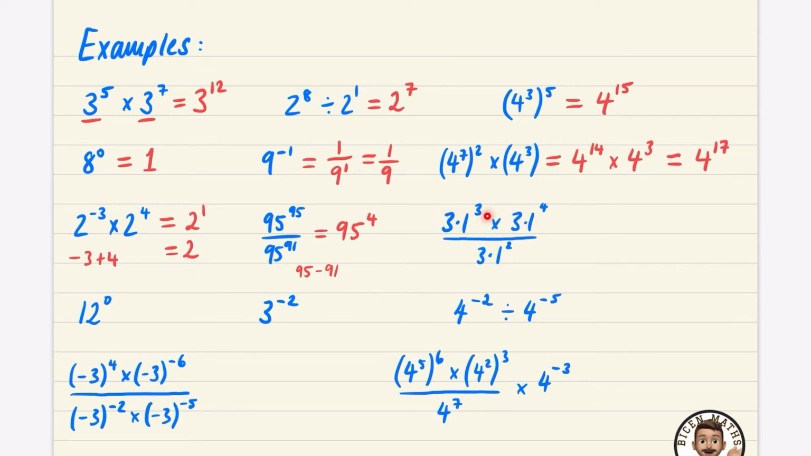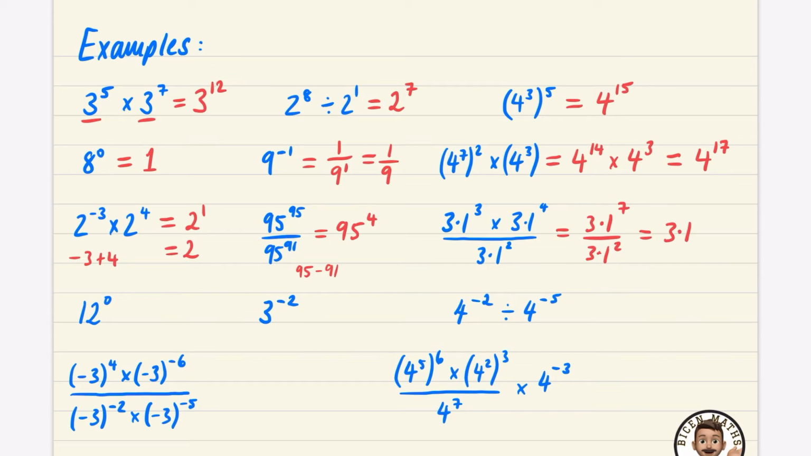So I'm going to start off by simplifying the numerator, and then I will do the denominator. So the top is going to be 3.1 to the power of 7, because we're adding these powers of 3 and 4 together. And then we've still got the 3.1 squared on the bottom, to the power of 2. Now that we're dividing, we're going to take these powers and we subtract, because that is the rule for division.